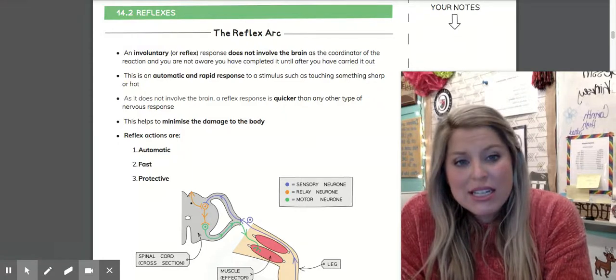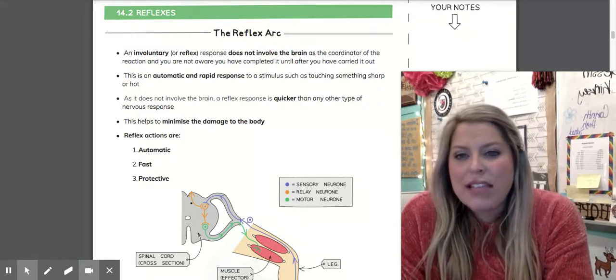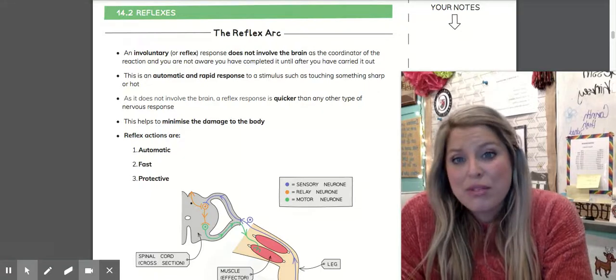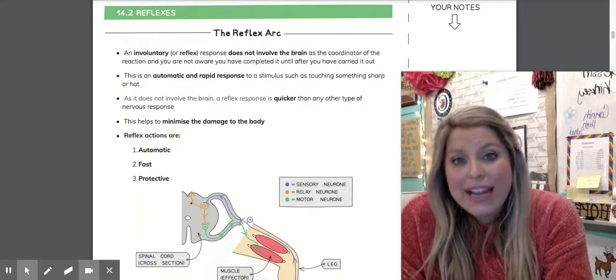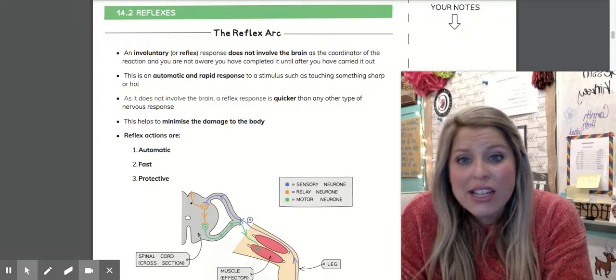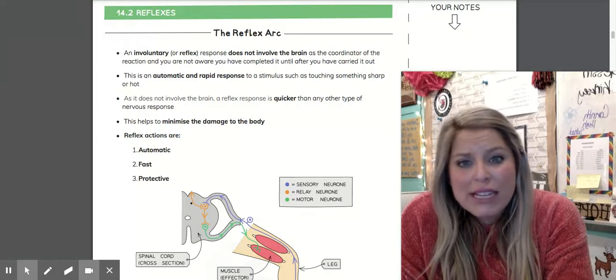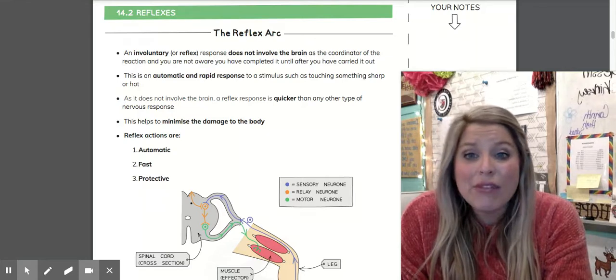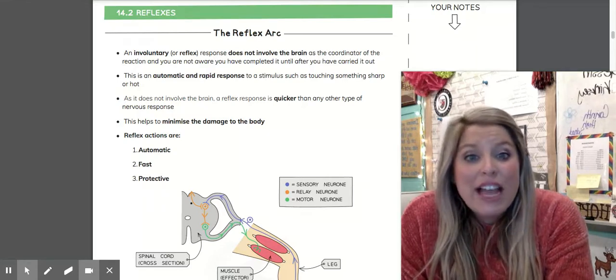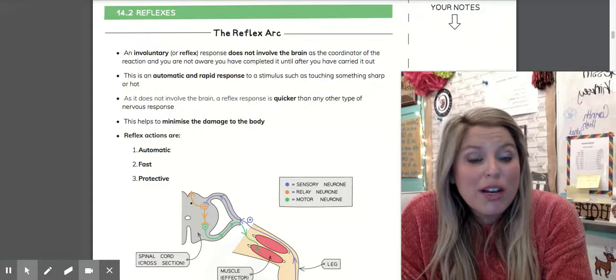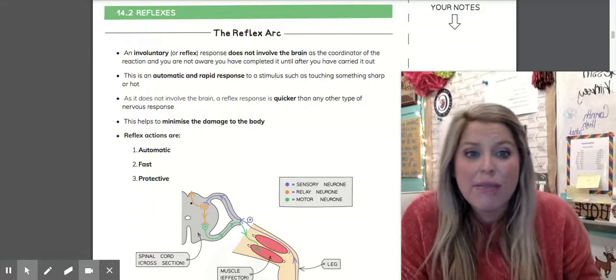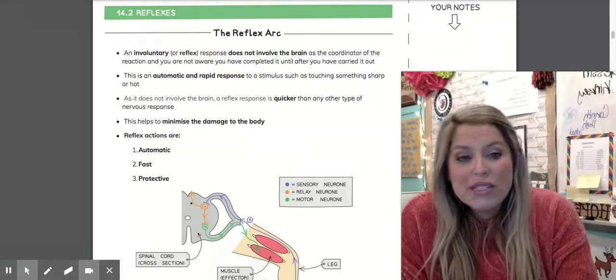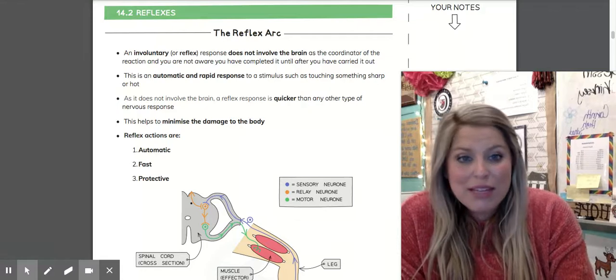So an involuntary task, like we spoke about at the end of the last video, or a reflex response, does not involve the brain as the coordinator of the reaction, and you're not even really aware that you completed it until after you've carried it out. This is an automatic and rapid response, such as touching something that's sharp or hot and you yank your hand back really fast.